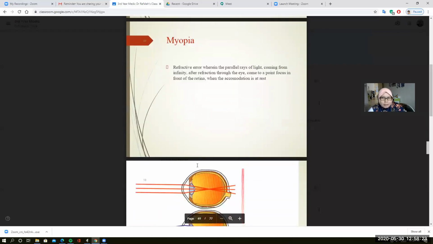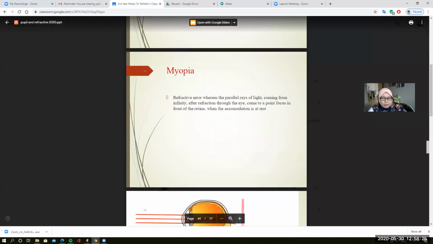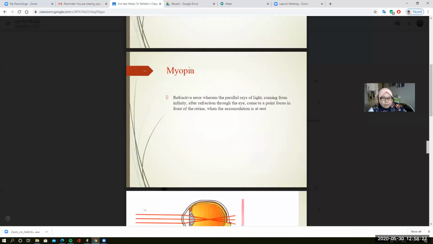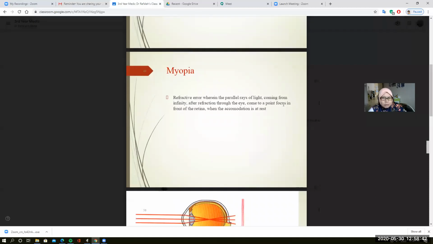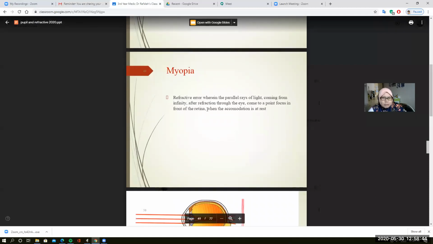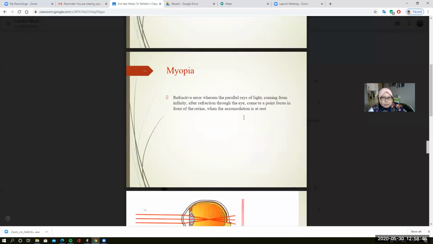Next, the most common type of refractive error is myopia. I guess more than 50% of medical students are myopic. It is a refractive error wherein parallel rays of light coming from infinity come to a point focus in front of the retina when accommodation is relaxed.